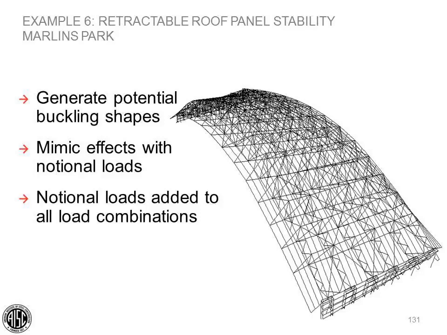The primary global buckling mode of the upper panel is shown here. We initially considered using a series of displaced starting geometries that mimicked the buckling shapes, but eventually decided that employing the notional load approach would be easier to implement. We developed a series of notional loads to mimic the buckling shapes and applied those notional loads to the roof panels. Then the notional lateral loads were added to all load combinations.